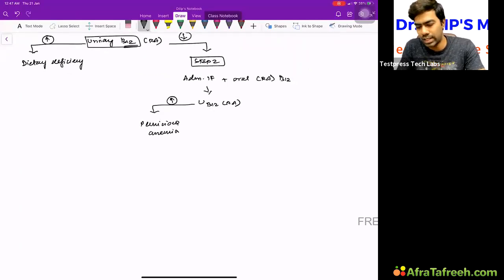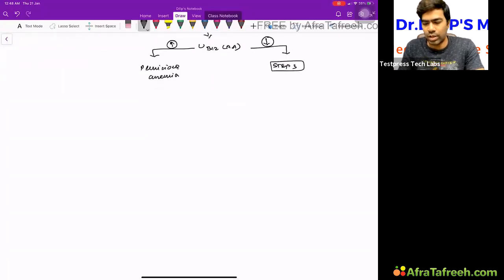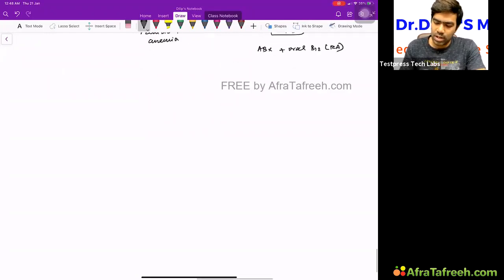So if urinary B12 is increased after giving intrinsic factor, and it is corrected, then it is suggestive of pernicious anemia. If the urinary B12 levels are still low, it tells you that the problem is not due to pernicious anemia. So you need to proceed ahead with step 3. What is step 3? Now you are going to administer a course of antibiotics. Along with that, you are going to give oral radioactive B12. And after this, I'm going to check the urinary B12.